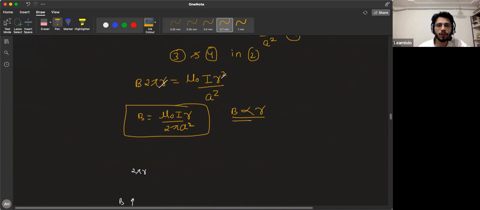And what is the shape of the graph here, Nabil Khan? B and r are directly proportional. What will be the shape of the graph? This one will be linear. Nabil Khan, what will be the shape of the graph for this equation? Straight line, parabola, hyperbola, circle? Linear, right? Linear is the equation. What shape of the graph will you have? Straight line.